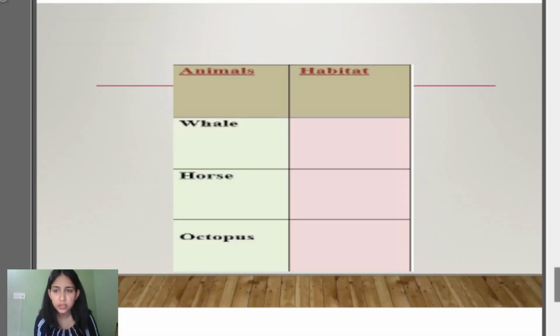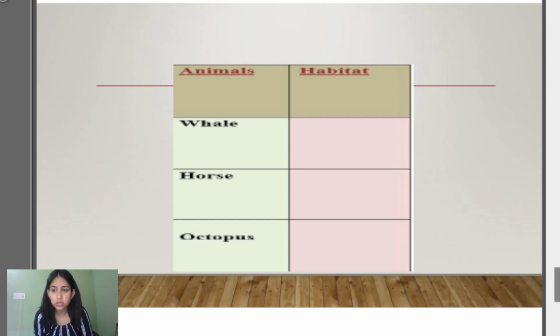Now on this slide you will be telling which type of habitat all these animals belong to. If we talk about octopus, what type of habitat does the octopus belong to? It would be a terrestrial habitat or aquatic habitat. Yes, an octopus belongs to the aquatic habitat basically. And if you talk about whale, can you see a whale on land? No, right? So the whale will also belong to the aquatic habitat.